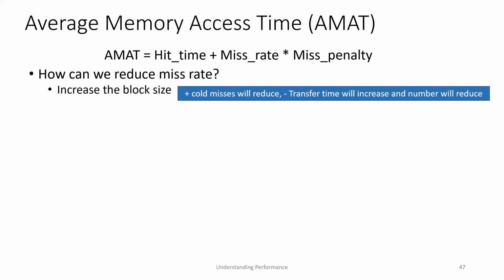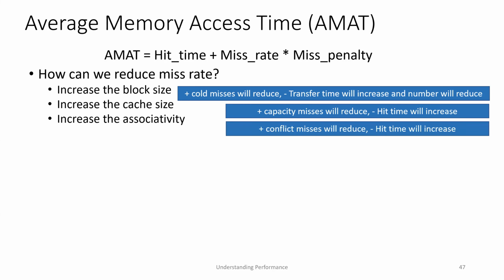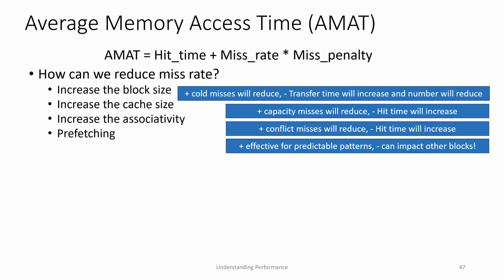Now, how do we reduce this AMAT? The lower the AMAT, the better. We can increase the block size, which will help us reduce cold misses. We can increase the cache size, but the bigger the cache, the slower it will be. The hit time will increase, even though the misses will reduce. Associativity can be increased, but there is a slight impact on the hit time also. We can employ prefetching, meaning before a block is requested, we get it somehow. We do some prediction, bring it in and keep it ready.